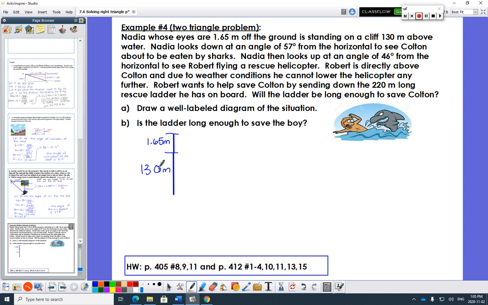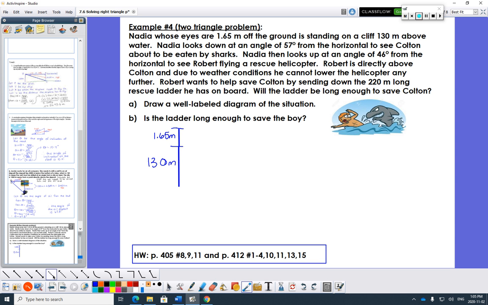So Nadia looks down at an angle 57 degrees from the horizontal. So again, draw in your horizontal, okay? It does say she's looking. I'm going to draw my horizontal dotted, but you don't have to. So here, if you think about Nadia, her eyes are up here.